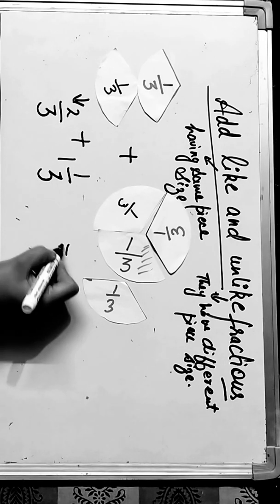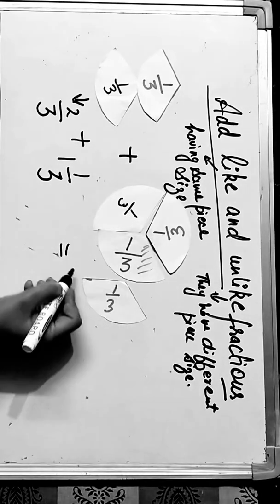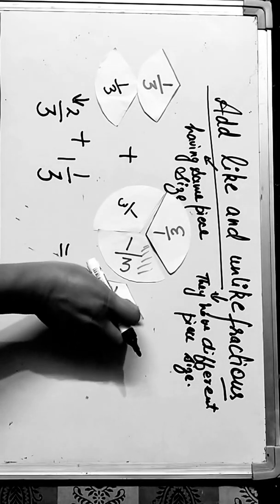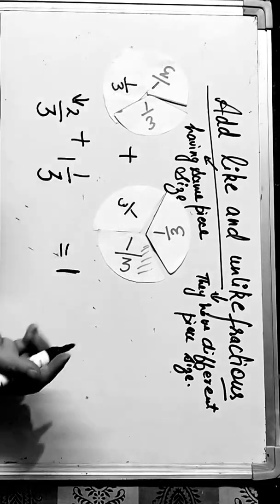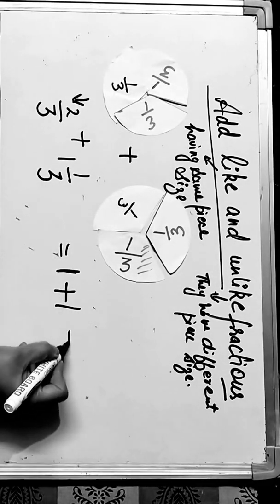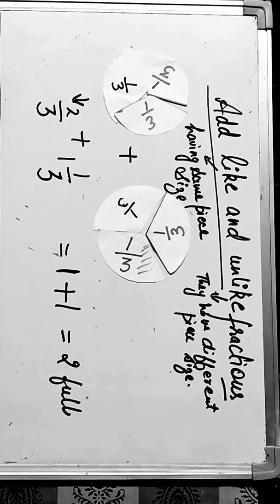So what is the way to write it? Just count. 1 full, 1 full. I have 1 full. If I join this piece over here, this will be 1 more full. Obviously, I'll get 2 full chocolates.